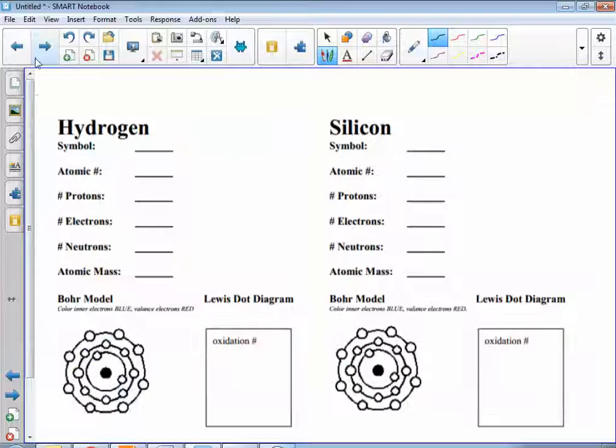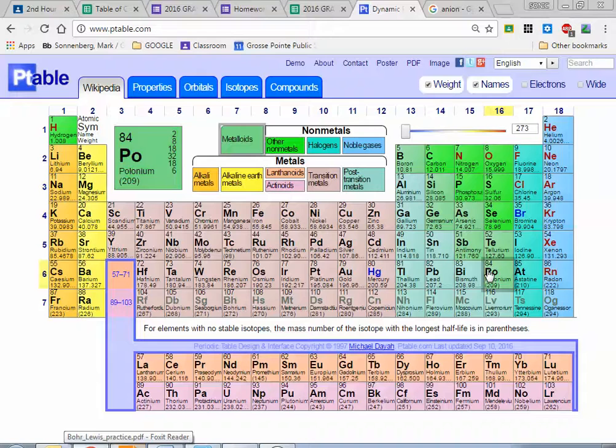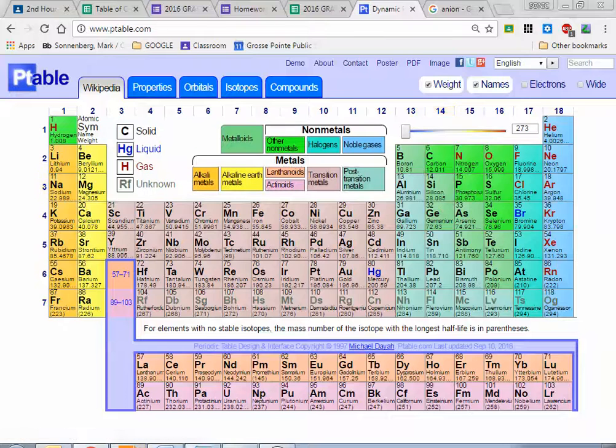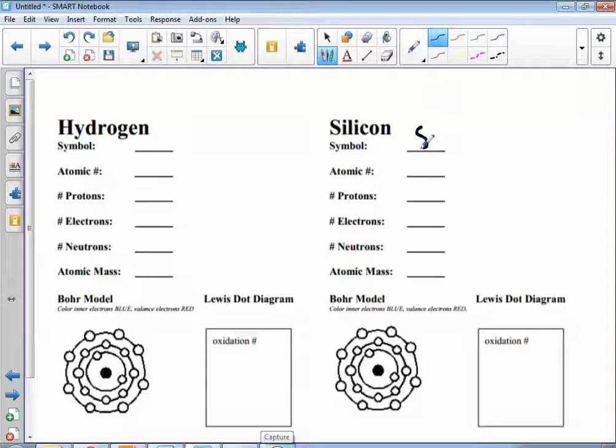You know what I can do is I can do one more. I'll do the silicon. So silicon is, let's see, it's in the carbon family. It is element number 14 with a mass of 28. So we'll go element number 14. It's got a mass of 28, which means these are all going to be 14s. Okay, and we write our silicon down here.